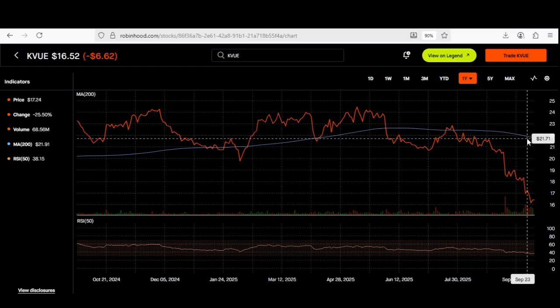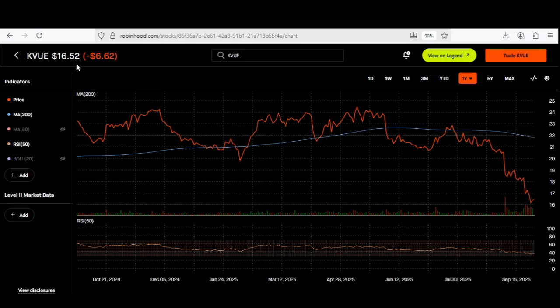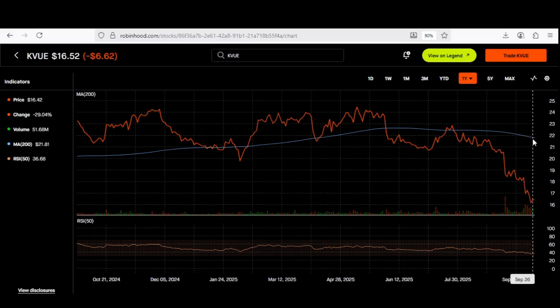And what the 200-day moving average tells us, it gives us an estimate of exactly where the stock has been trading for the last 200 days or 6 months. Now, over the last 200 days, KENVUE has been trading around the $21 level. Currently, however, its share price is at 16.52, which is way below the 200-day moving average of around $21.